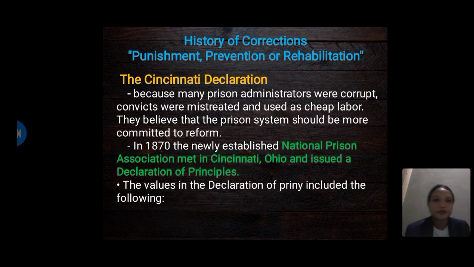Next is the Cincinnati Declaration. Because many prison administrations were corrupt, convicts were mistreated and used as cheap labor. They believed that the prison system should be more committed to reform. So the values in the Declaration of Principles included the following.